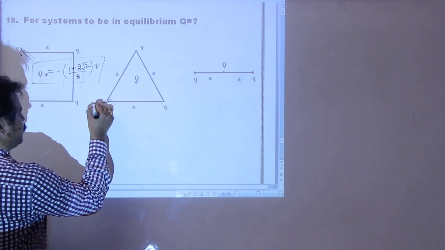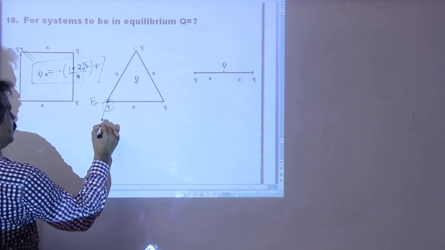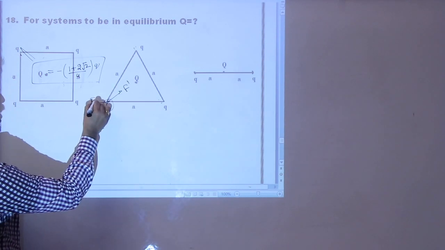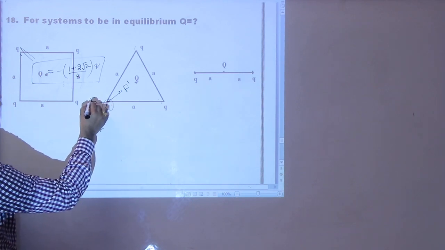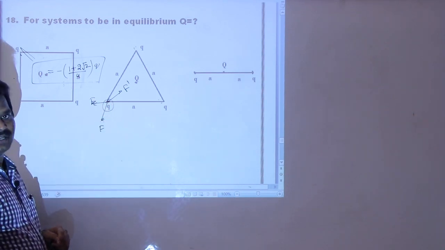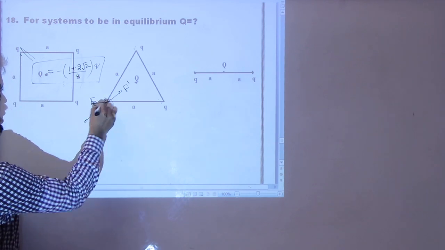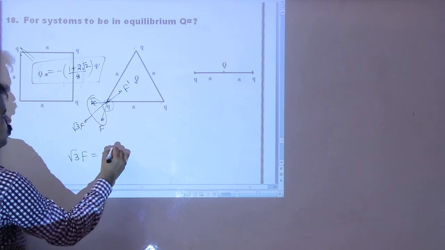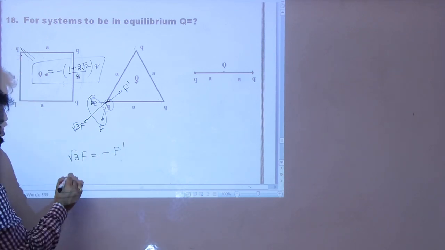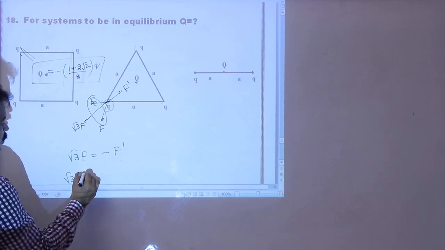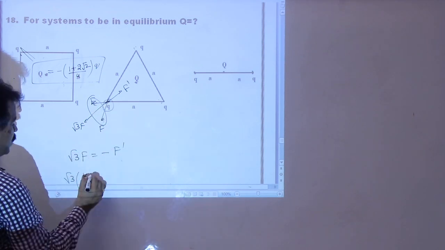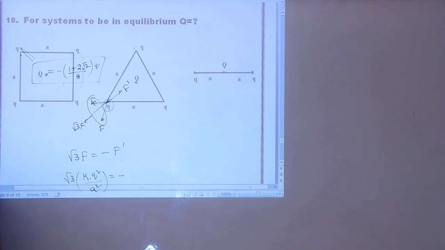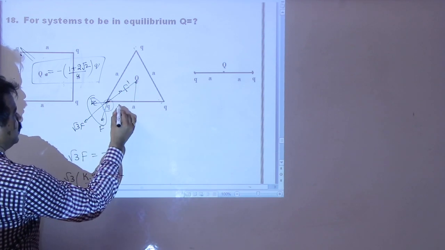Here, let us say the total force experienced by this charge is 0. These two repel with a force F, these two repel with a force F, but these two must attract with a force F dash. What is the sum of these two forces? So this is root over F square plus 2FF cos 60, that is root 3 F. The sum of these two is root 3 F. So root 3 F must be equal to minus F dash. So root 3 into, what is F here? That is K into Q square by A square, equal to minus of F dash value here.